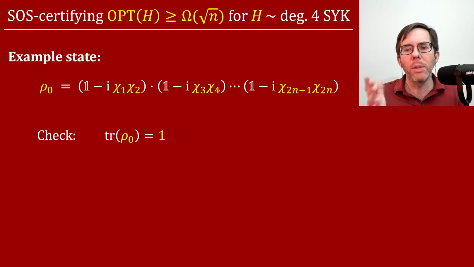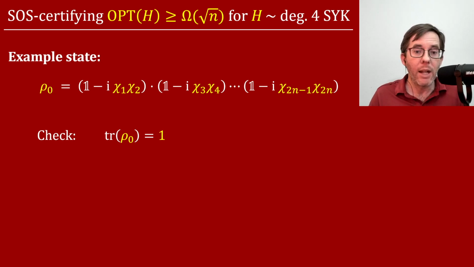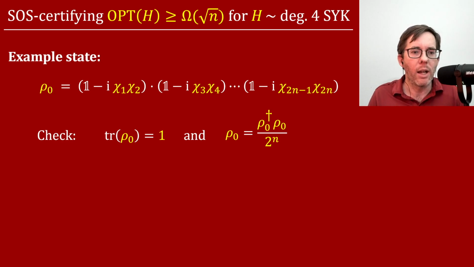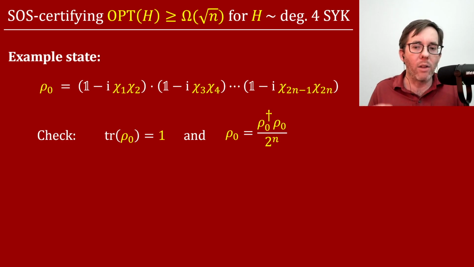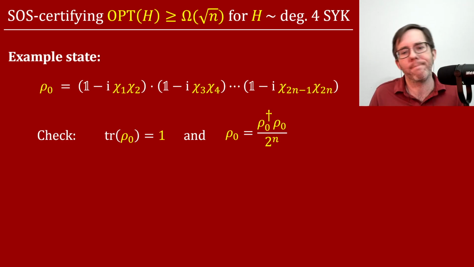Well, it's not completely obvious, but it's not hard to check either. First of all, these factors in rho 0 commute with each other, so that helps. And in fact, it turns out that rho 0 is almost its own square. That's literally true up to the constant factor to the n. You just have to check, as I said, that these factors commute and that each one of these factors itself squares to basically itself. In fact, itself times 2. Okay, so together these show that rho 0 is indeed a state.